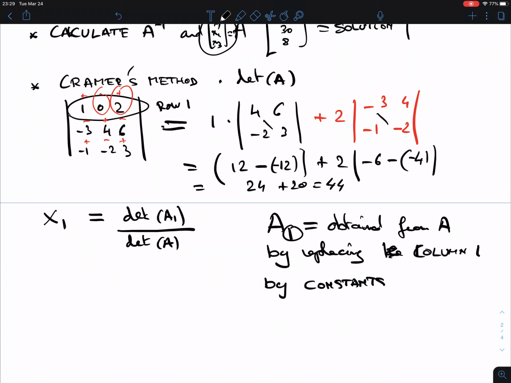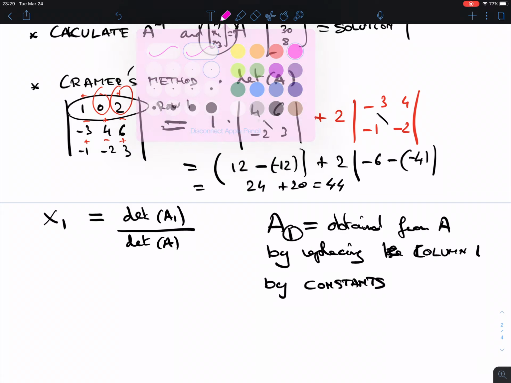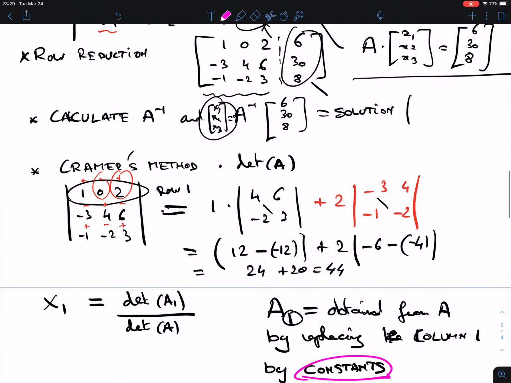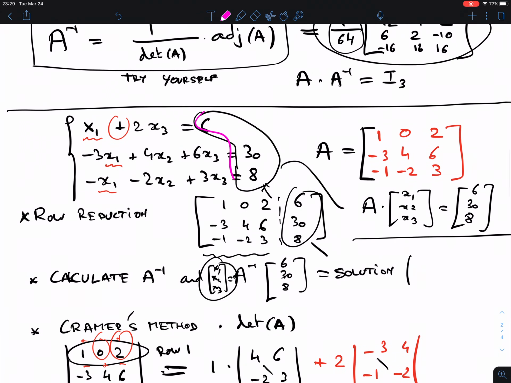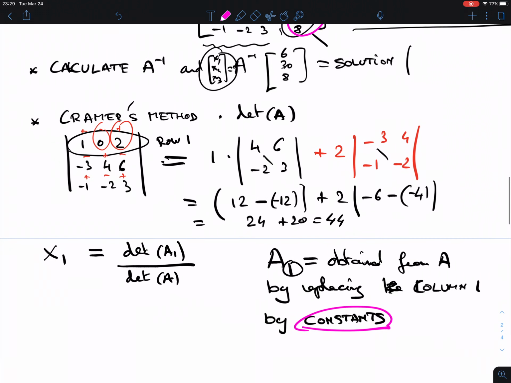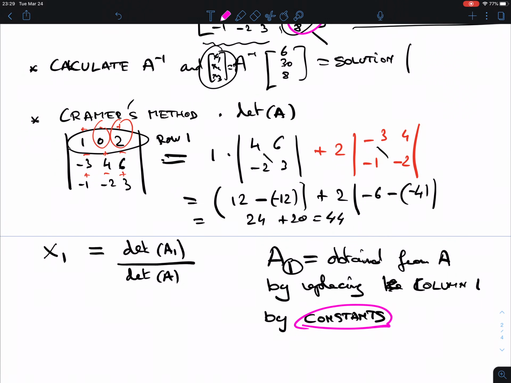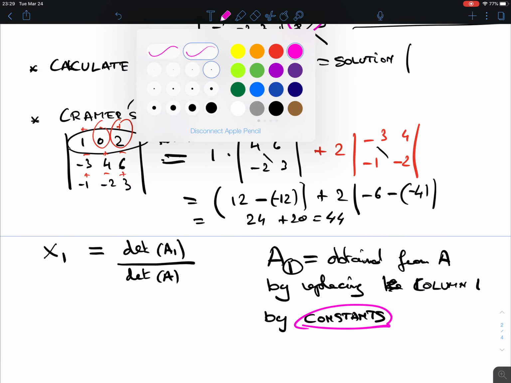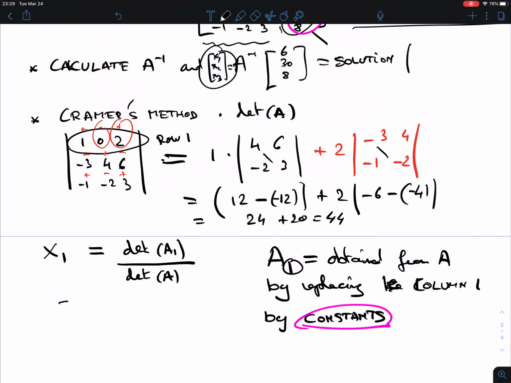Let me use a different color for that. What I mean with the constants, what is this? This is exactly this guy here, right? The one that we normally write in the back. Let's work out what I'm saying. I have the matrix A, so I'll write it again: 1, 0, 2, negative 3, 4, 6, minus 1, minus 2, 3.